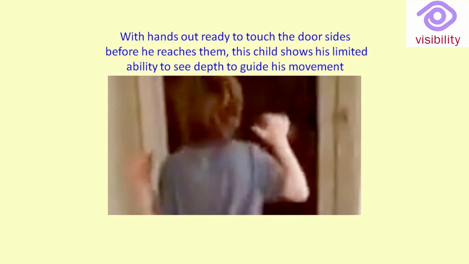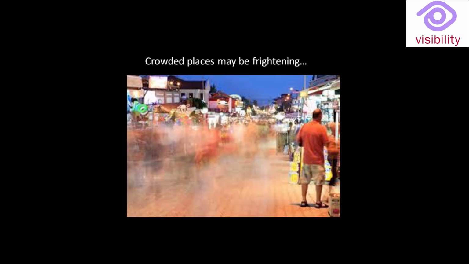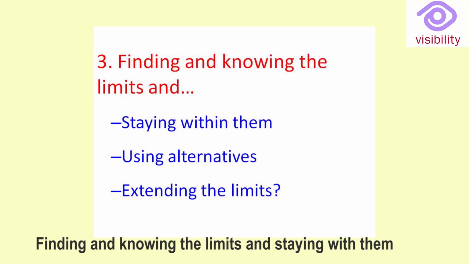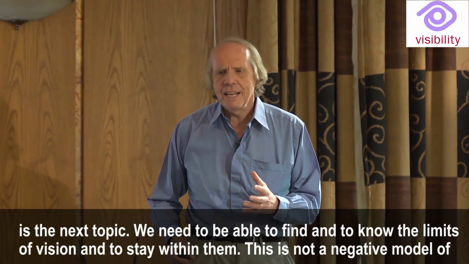With the hands out ready to touch the door sides before this young man reaches them, this child shows his limited ability to see depth to guide his movement. Crowded places may be frightening. Not everything is visible. Fast-moving items may not be seen, and things may appear to be on collision course when they're not. We've called this looming on the CVI Scotland website. Finding and knowing the limits and staying within them is the next topic.